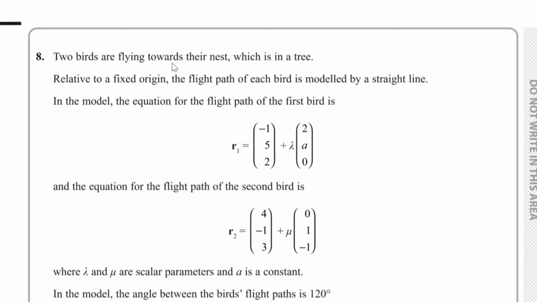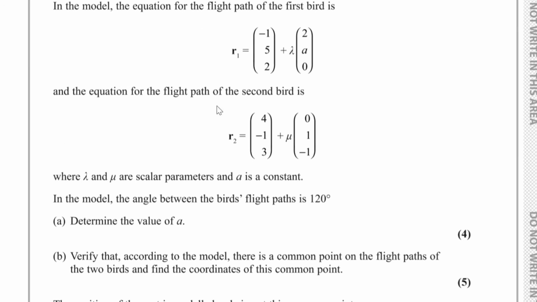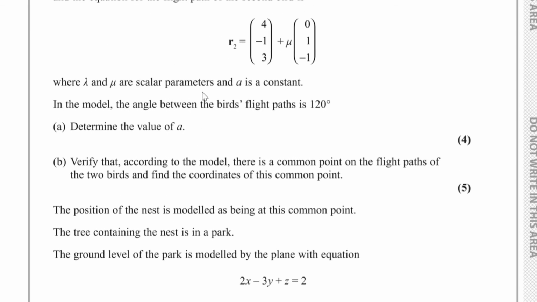Question number 8. 2 birds are flying towards their nest, which is in a tree. Relative to a fixed origin, the flight path of each bird is modelled by a straight line. In the model, the equation for the flight path of the first bird is r1 equals (-1, 5, 2) plus lambda times (2, a, 0), and the equation for the flight path of the second bird is r2 equals (4, 1, 3) plus mu times (0, 1, -1). Lambda and mu are scalar parameters and a is a constant, and what we have to do is, well, we're given in the model the angle between the bird's flight paths is 120 degrees, and we have to determine the value of a.